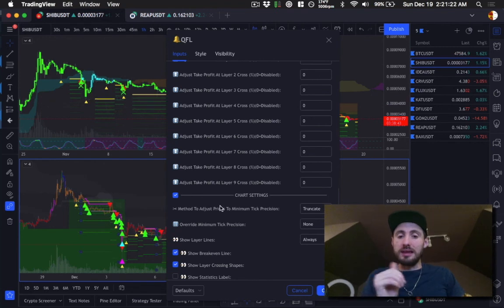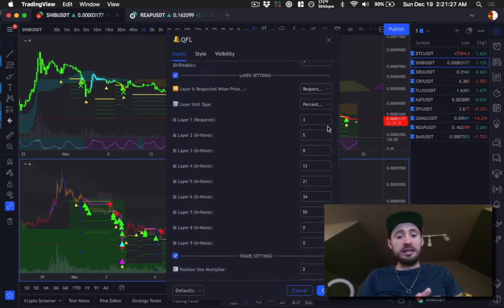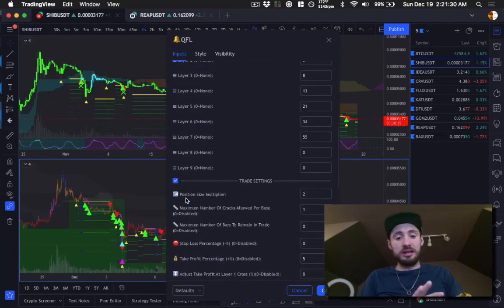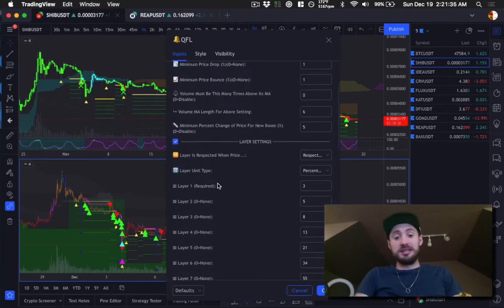And I don't like that about this because it will get stuck. But the way that he layered this, I really love the way that he layered it in the position size multiplier. I've made the most money with just this indicator.